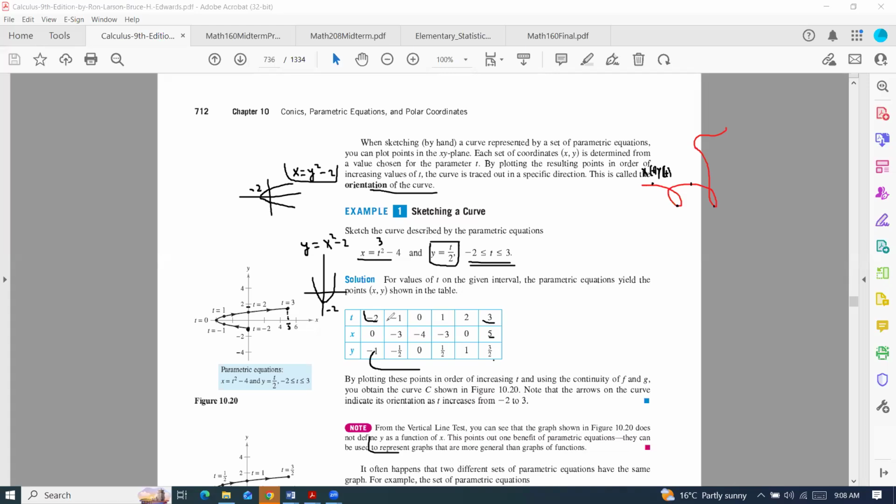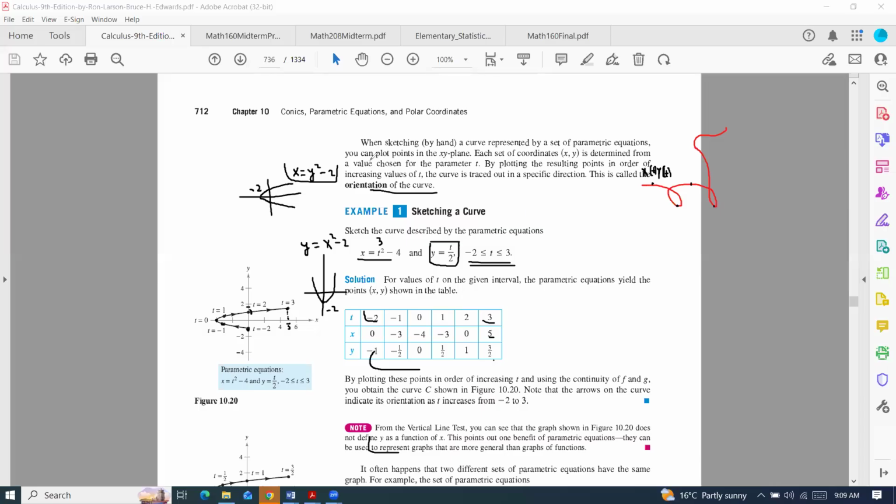But still, for various values of the parameter, you can do the point plot, and then once you have produced a few points, you plot them on the XY plane and connect them with a smooth curve, and give a portion of that parabola that opens to the right.